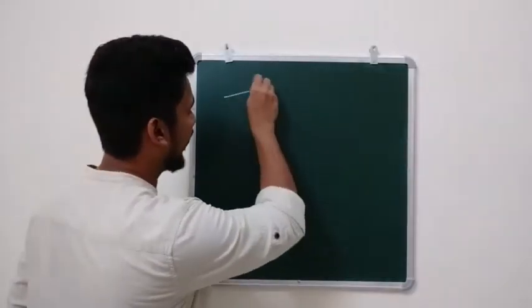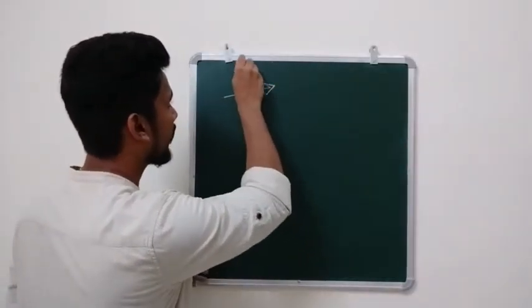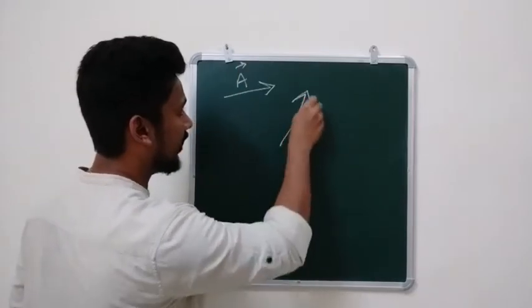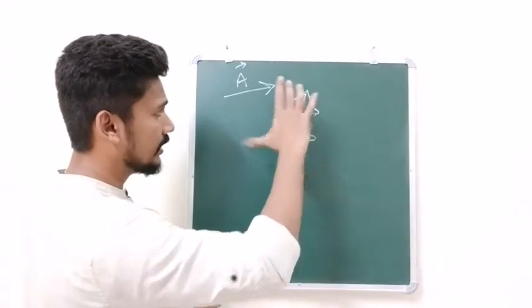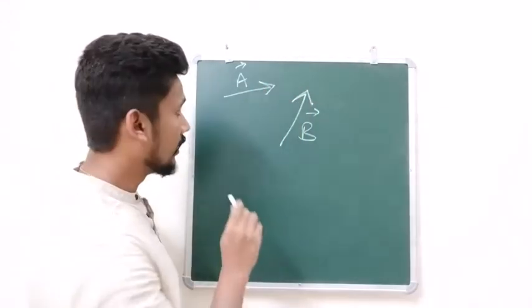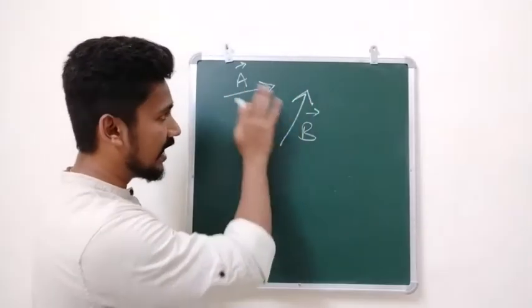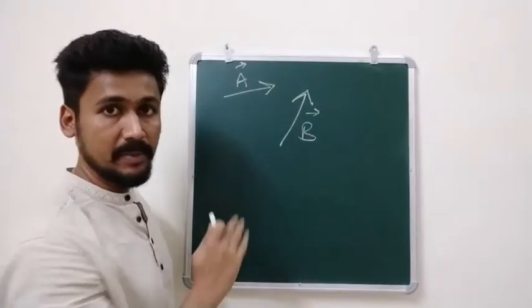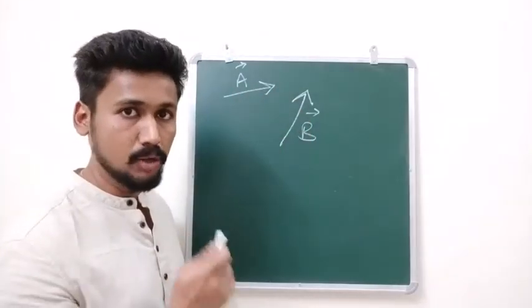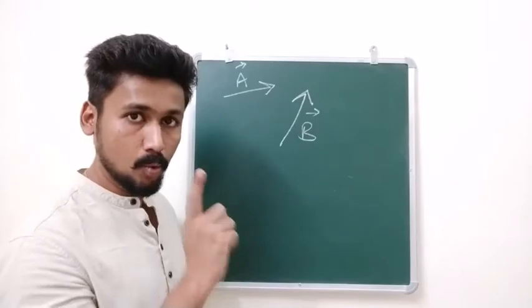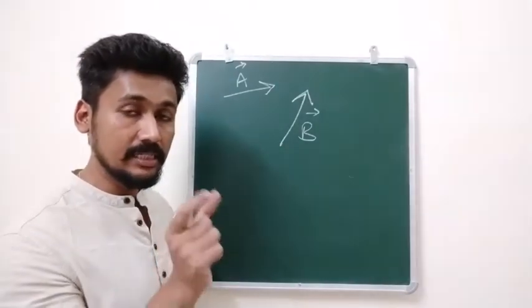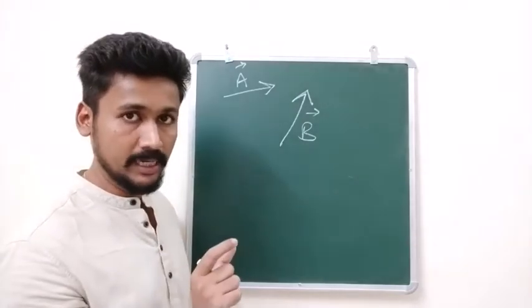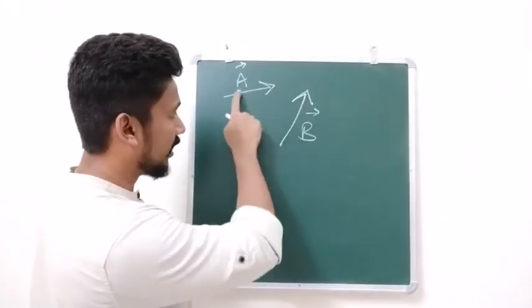So let us say here I have a vector A, and here like this we have a vector B. Let us assume that both the lengths are the same. Okay, so we want to find out whether vector A and vector B are equal to each other. How do we find out? There are two things. One, two vectors will be equal if they are having equal magnitude. Okay, so we can check how much is the magnitude of A and B.